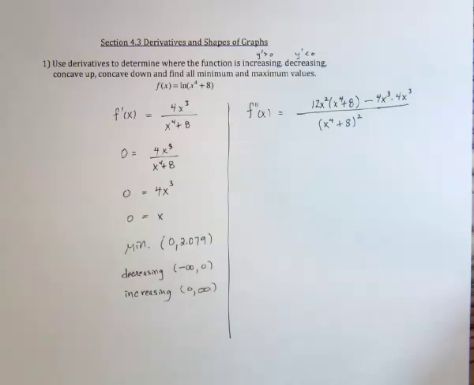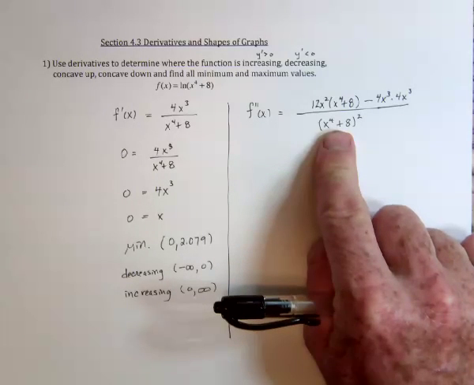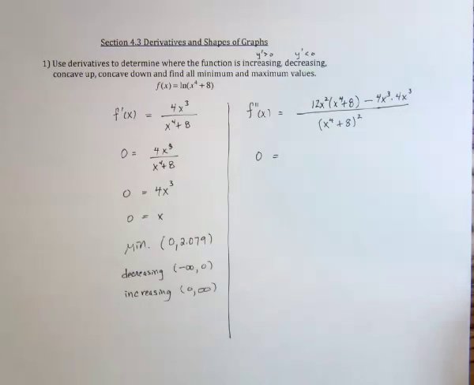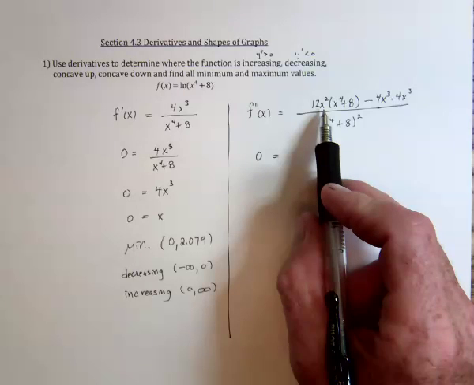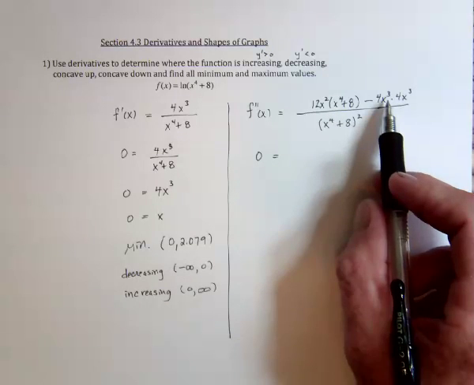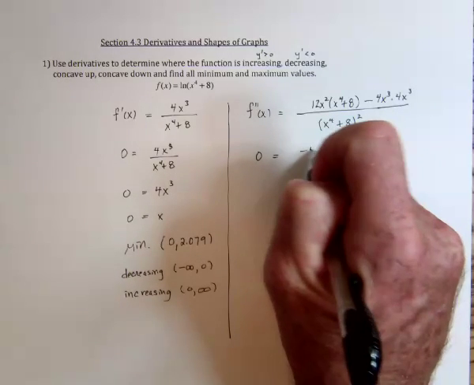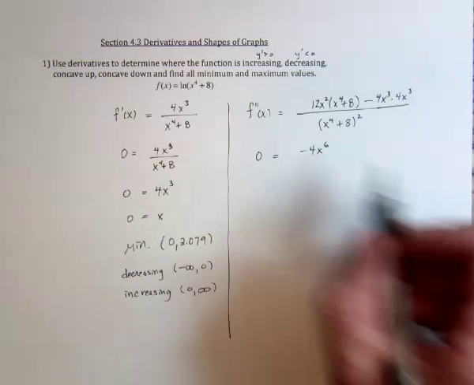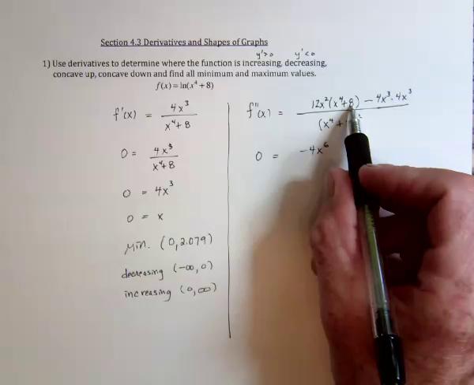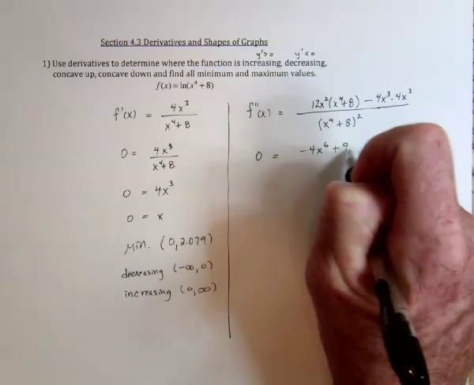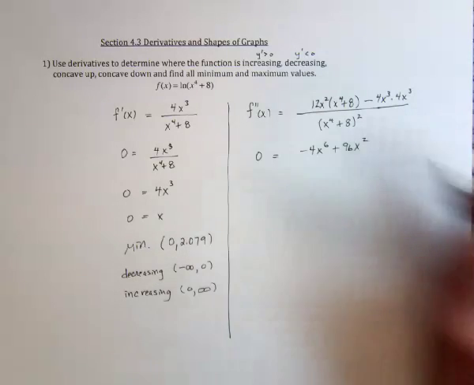And once again, we need to know, where is it undefined? Nowhere. Where is it equal to 0? Only where the numerator equals 0. So let's see, this is going to be 12x to the 6th when I distribute. This is negative 16x to the 6th, so that's negative 4x to the 6th. And then distribute this with the 8 is a 96, so plus 96x squared.